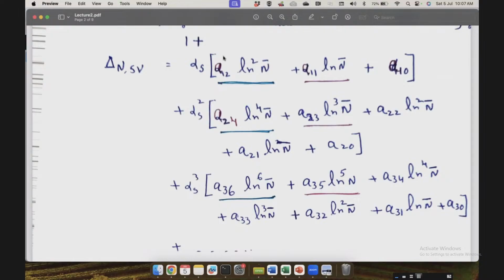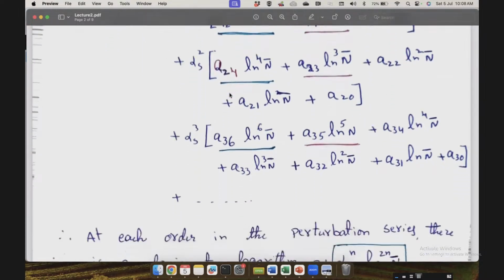In the sense, now A24 is related to A12 only. So it is not a completely new number. Okay, thank you.